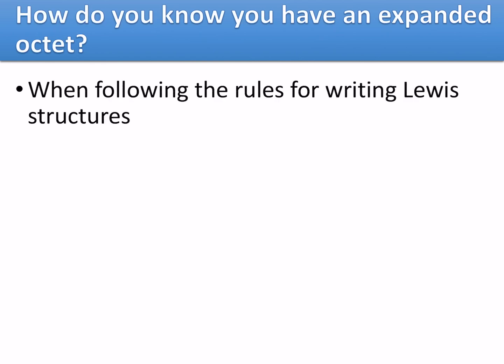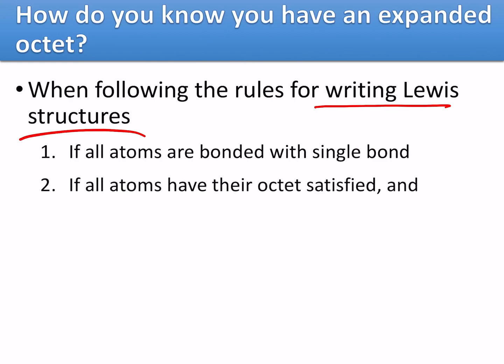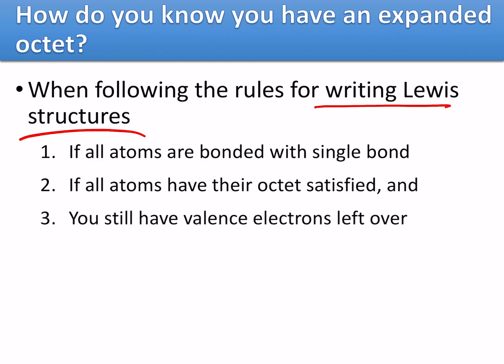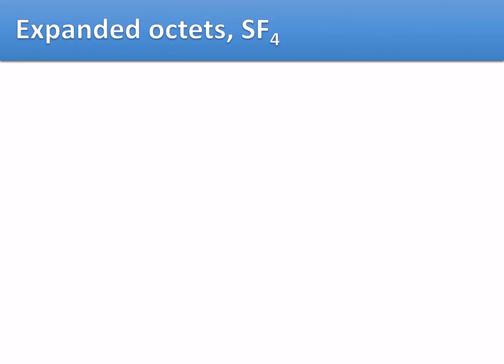As we say, that's more frequent. If you follow all the rules in drawing that Lewis structure, and everything is connected, and you have used all the electrons and everyone has a satisfied octet and you still have valence electrons, then that's an expanded octet. Remember, if you follow the rules, everything is connected with single bonds, everyone has completed the octet, and you still have electrons to go, then that's an expanded octet. And if you have extra electrons, they always go to the central atom. So let's take a look here.